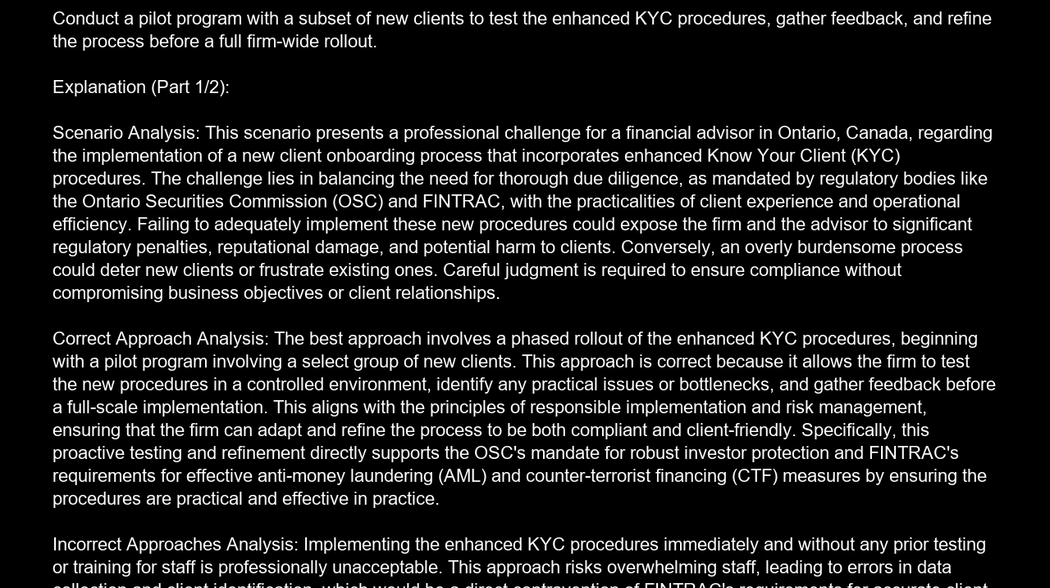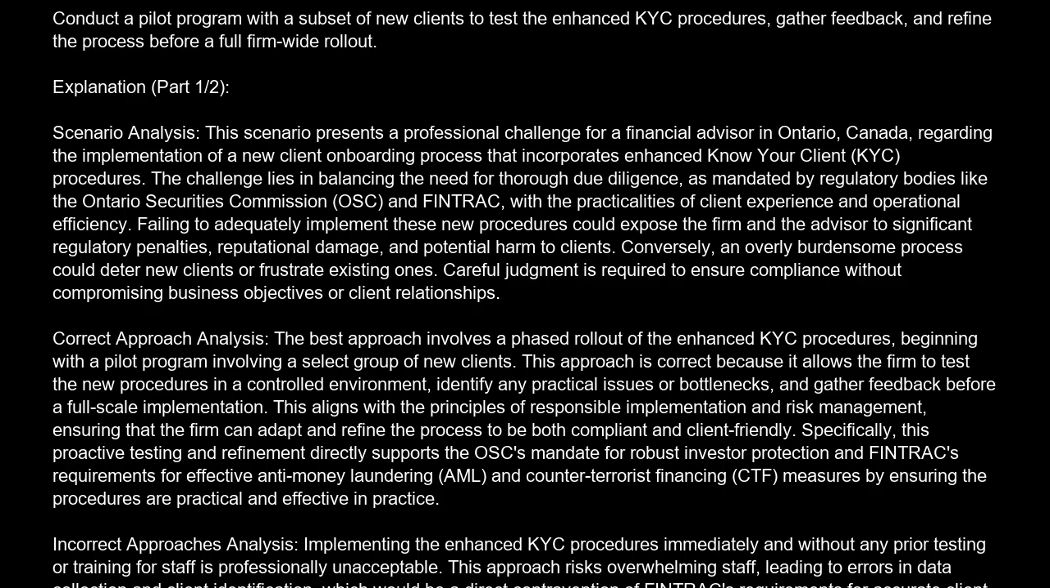Correct approach analysis. The best approach involves a phased rollout of the enhanced KYC procedures, beginning with a pilot program involving a select group of new clients. This approach is correct because it allows the firm to test the new procedures in a controlled environment, identify any practical issues or bottlenecks, and gather feedback before a full-scale implementation.